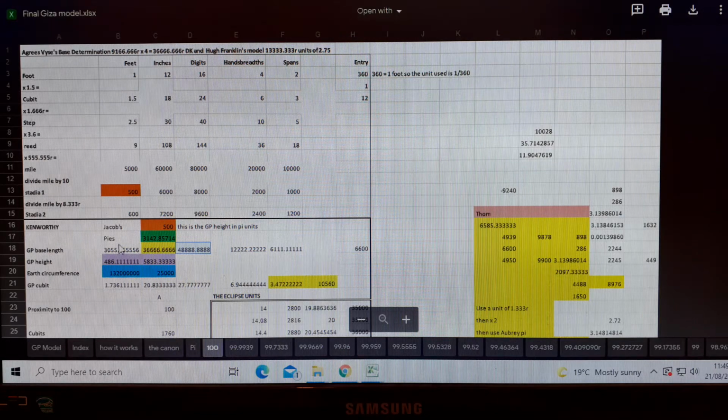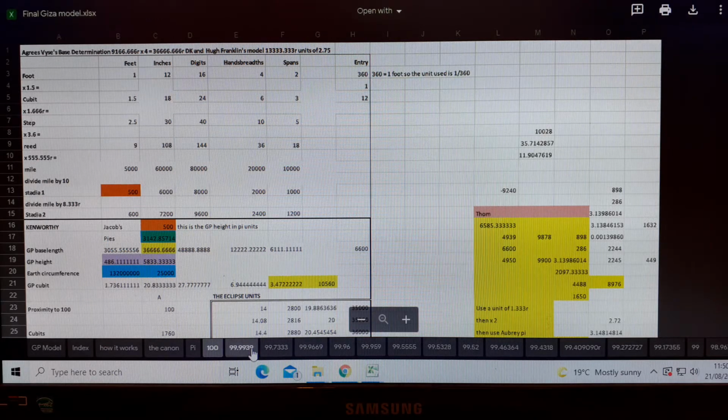And I've written Jacob's pies here because I was told by Jacob how the design of the Giza pyramid works. It works using 44/7. A unit of a Jacob in this design is 44/7. And that is 500 times 44/7, 3.14285714. These are the pi units. I've called them pies. These are the pi units, and these are the Jacob units in brown.